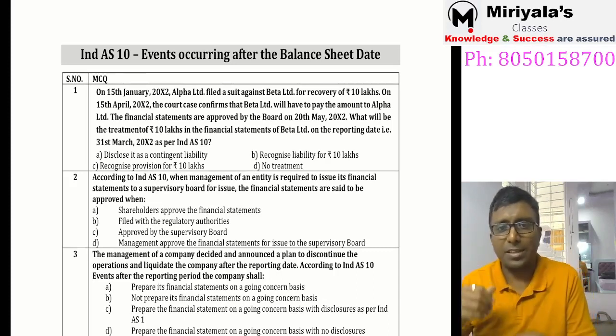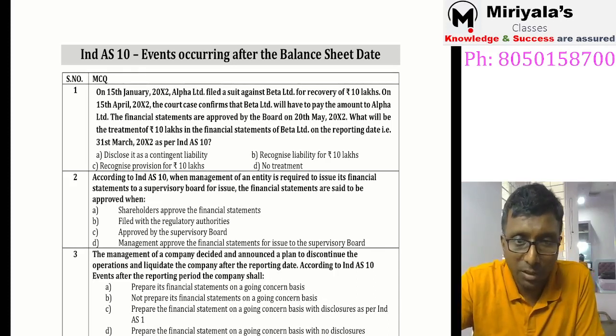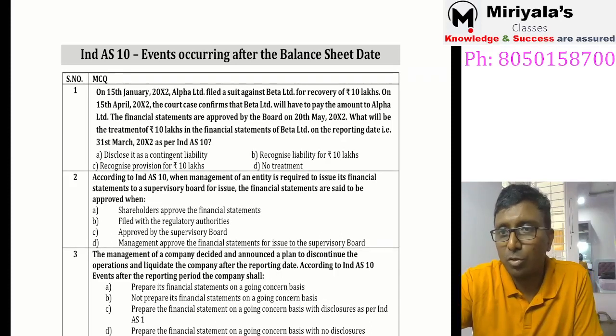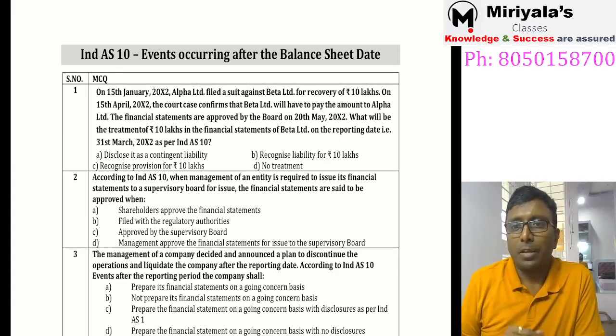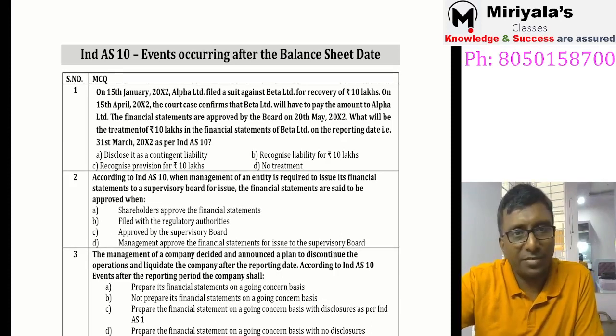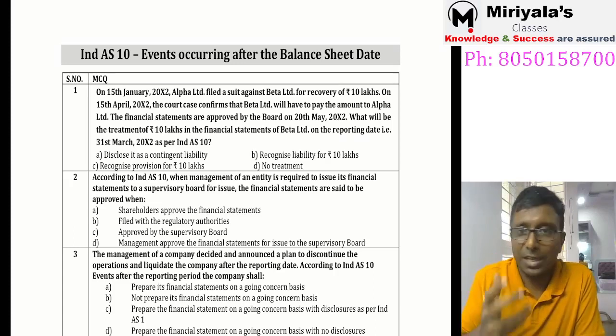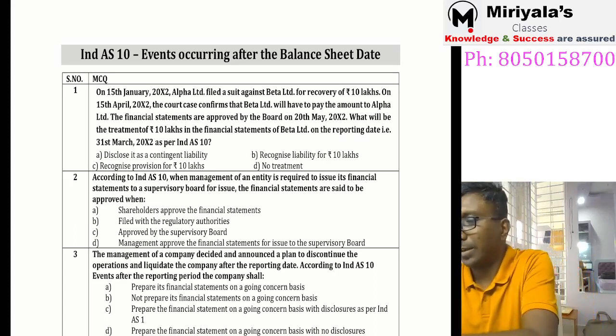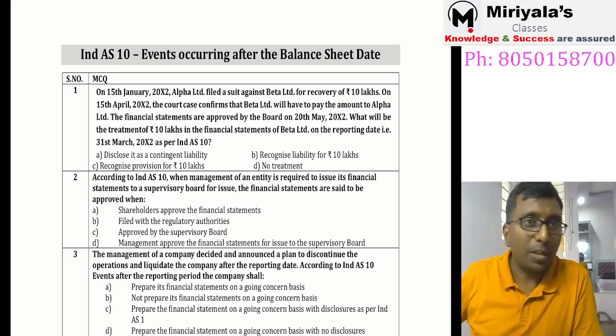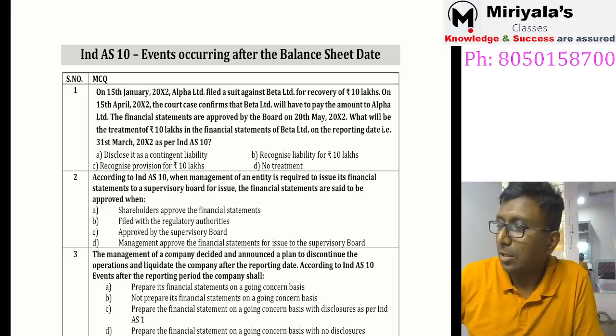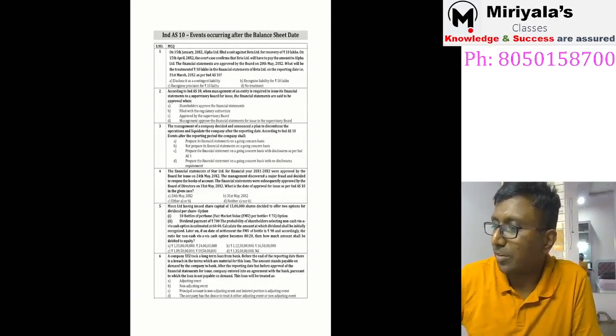Just participate, but your participation should be in the messages. You will be able to type. Whether it is right or wrong, we'll have a discussion on that. Chalo. Ind AS 10, events occurring after the balance sheet date. Let us start with the first one.